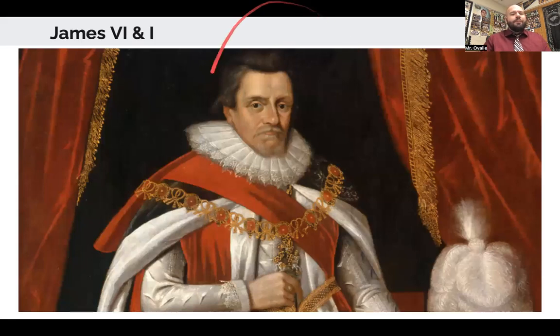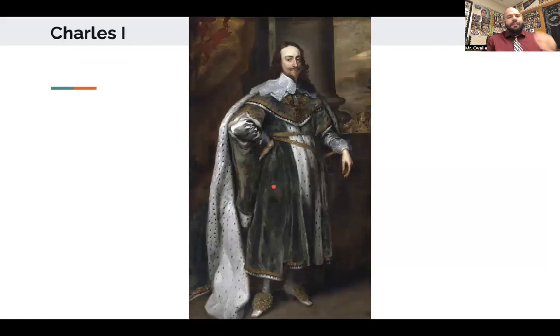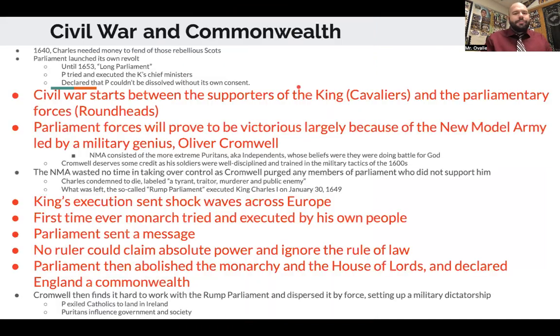So this is James the First. You like to see some pictures. James the Sixth of Scotland, James the First of England. And here's his son, Charles. This was the style, this little V for Vendetta mask we got going on here.